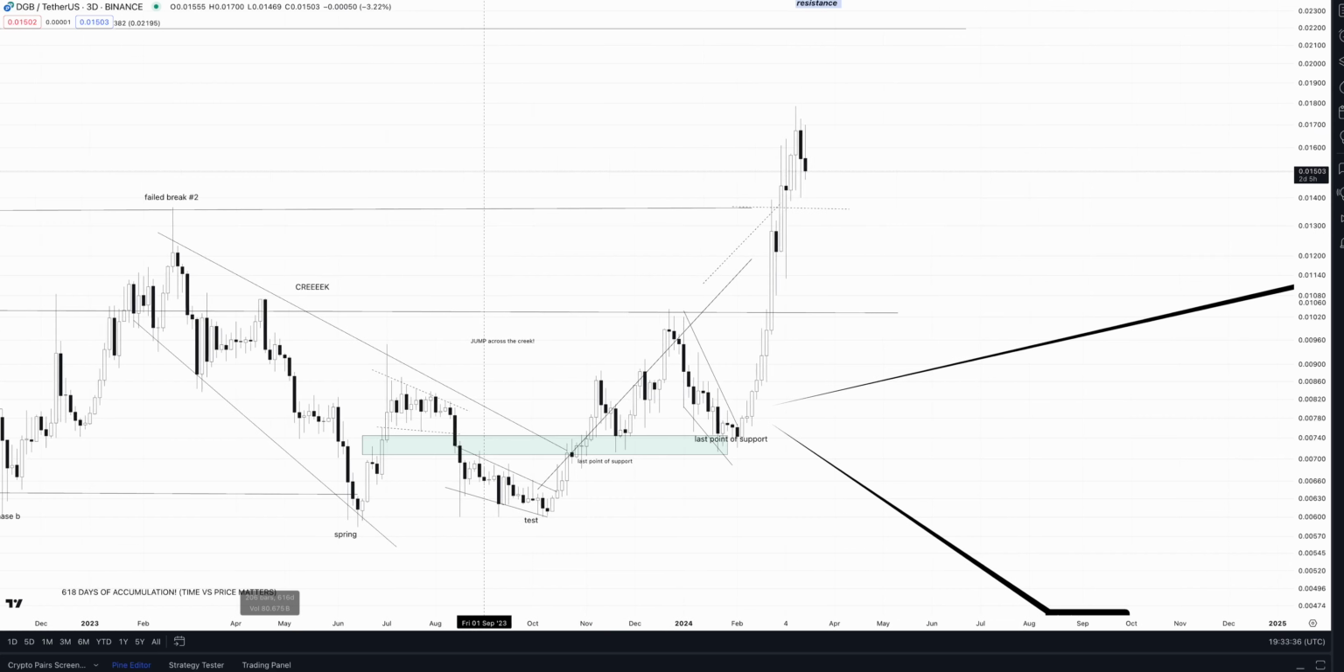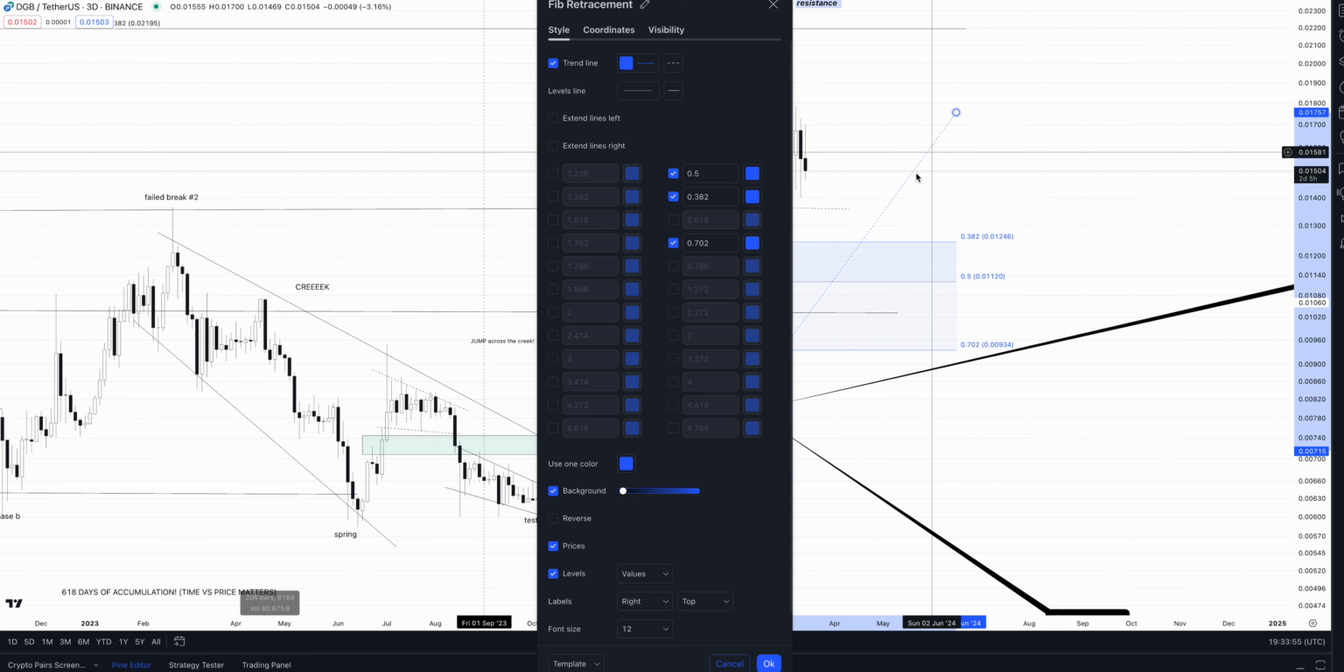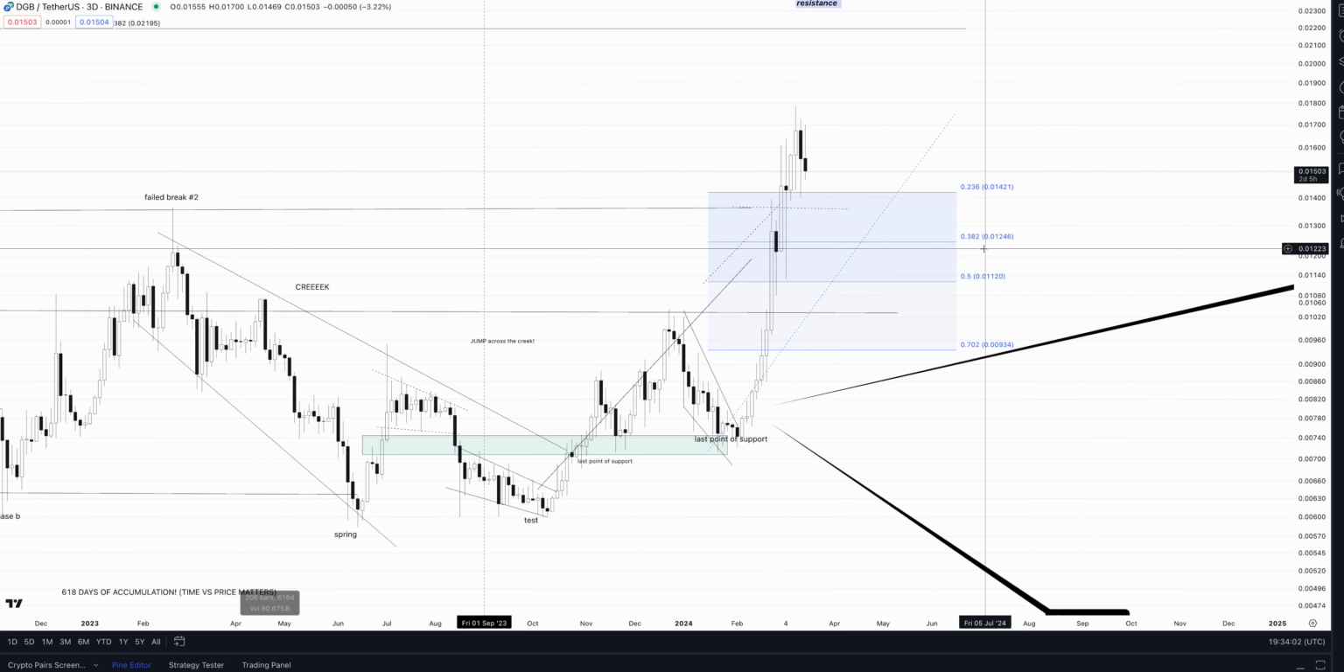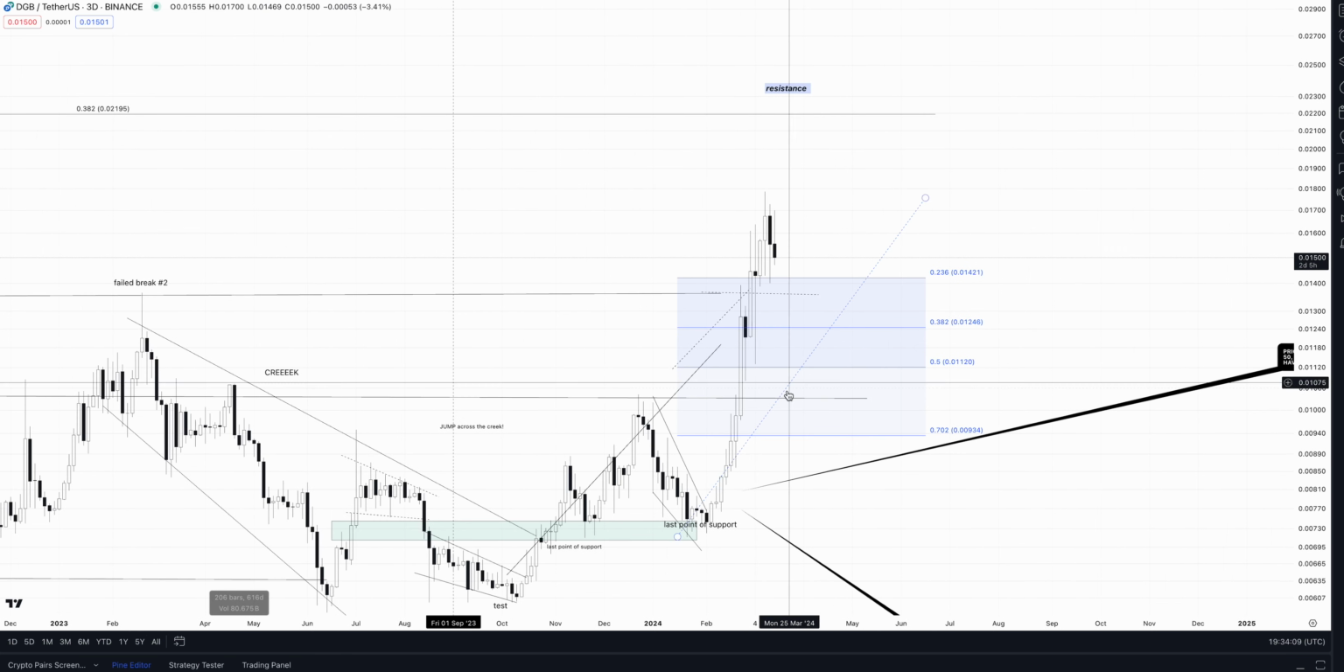What you can do is, so you see how we had to move back up to mid-range, right? We had a back test of the 70.2% fib before we had a continuation up. So what we're going to do is take a fib from this back test up to this high. And let's take a look at the 23.6% fib and see where it is. So we're currently on the 23.6% fib. Wouldn't be surprised if we come down to the 38.2% fib just to cool off before we continue higher.